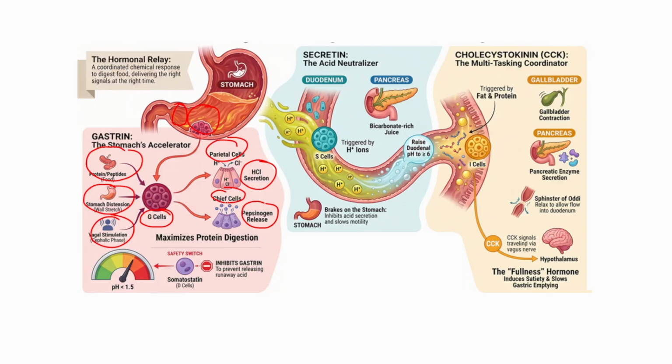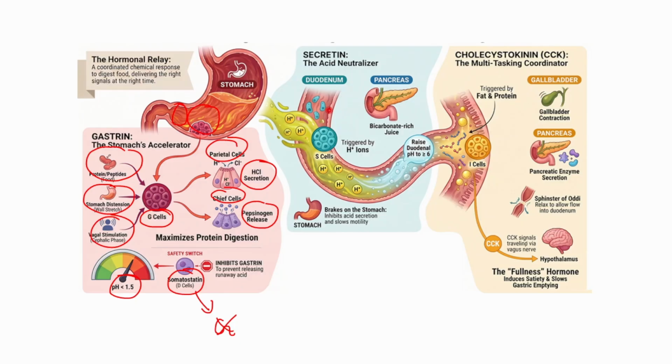Critically, gastrin is subject to negative feedback. When gastric pH falls below about 1.5, somatostatin released from D cells in the stomach inhibits G cells, shutting off gastrin secretion. This prevents runaway acid accumulation.